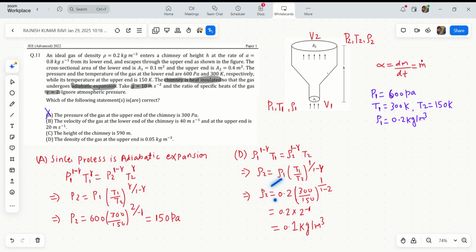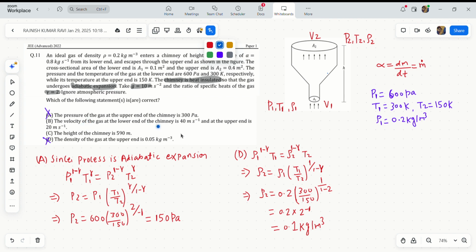Since ρ1 is already known, T1 is known, T2 is known, if I substitute all of the values in this equation, we can find the value of ρ2 as 0.1 kg per meter cube. Option D says the density is 0.05 kg per meter cube, so option D is also wrong. Density is 0.1 kg per meter cube, not 0.05. So now I will solve option B.